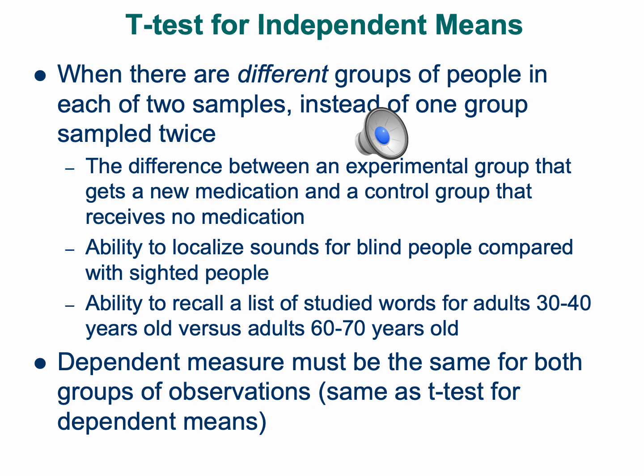All right, now we're going to move on to another instance of the use of the t-test. Instead of having one group that's measured twice, what we're going to have is two independent groups, two separate groups that are each measured once.